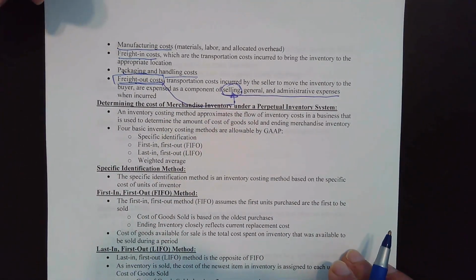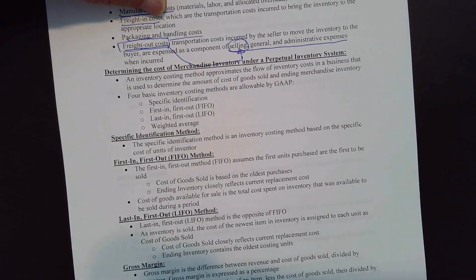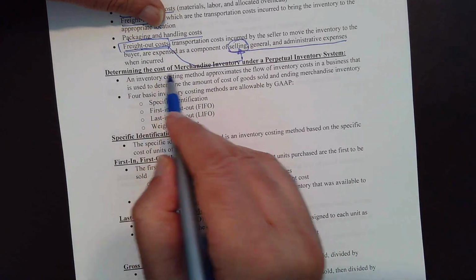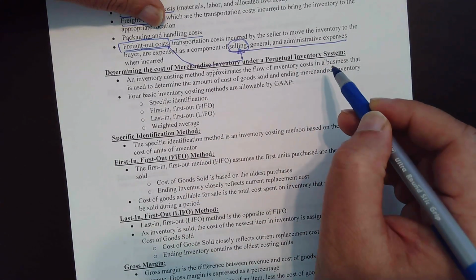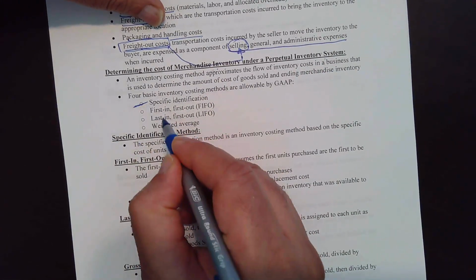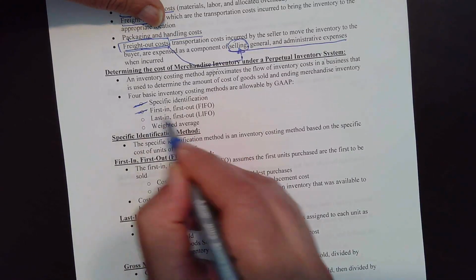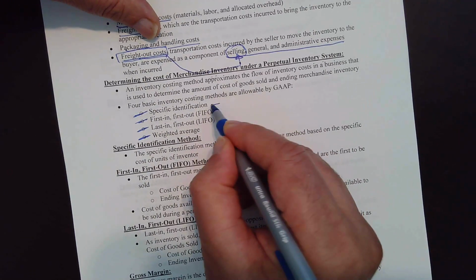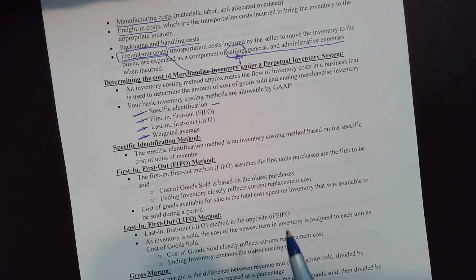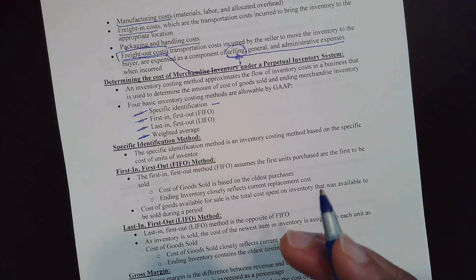The rest of the information goes into the inventory cost. All right. Now, the next thing we're going to talk about is how we determine the cost of merchandise inventory under a perpetual system. In the perpetual system, we use three things: a specific identification method, first in, first out, last in, first out, and weighted average method. A specific identification method is used for very unique and precious items.